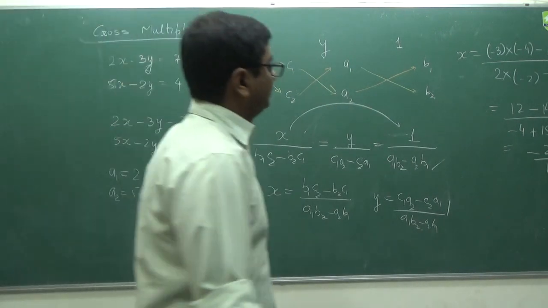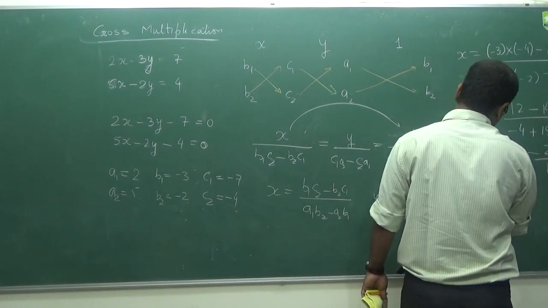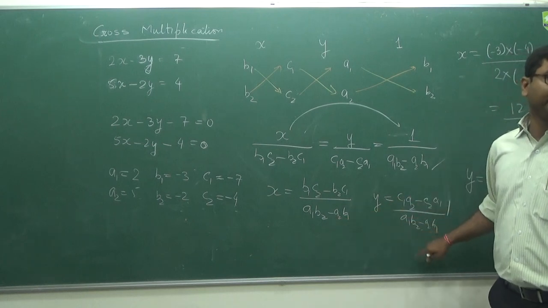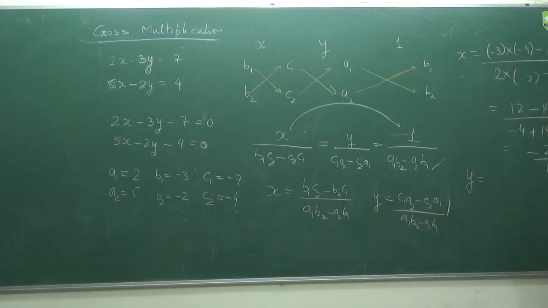The denominator will remain the same. What is y? The denominator is the same in both cases. What is y? C1 is minus 7, so minus 7 into 5, minus 4 into minus C2. C2 is minus, minus 4, into 2, by 11. So it is nothing but minus 35 plus 8 by 11, which is nothing but negative 27 by 11.